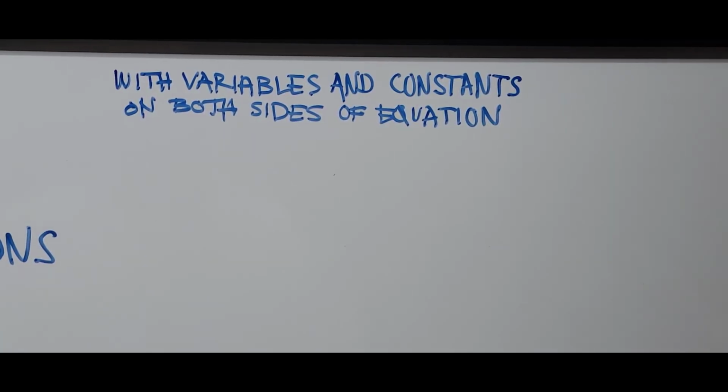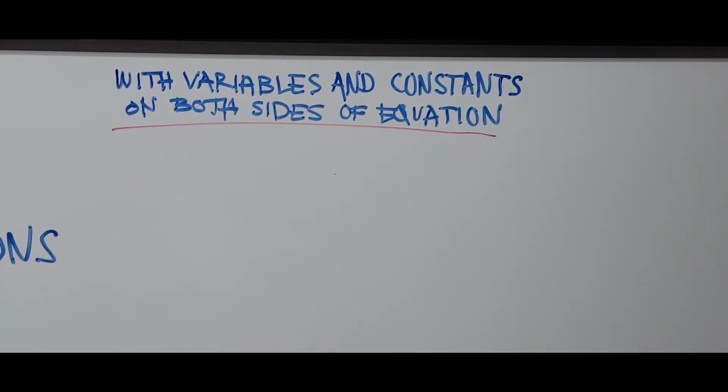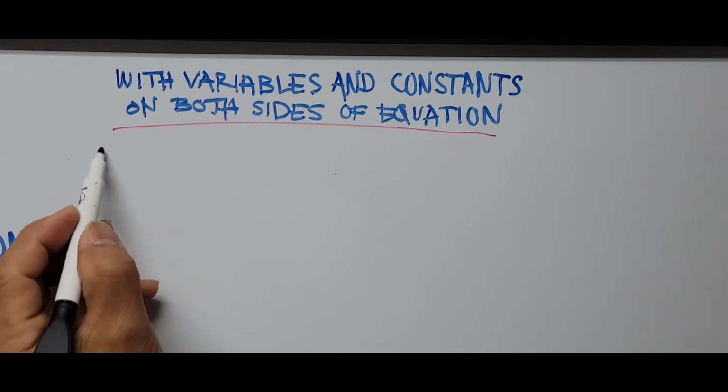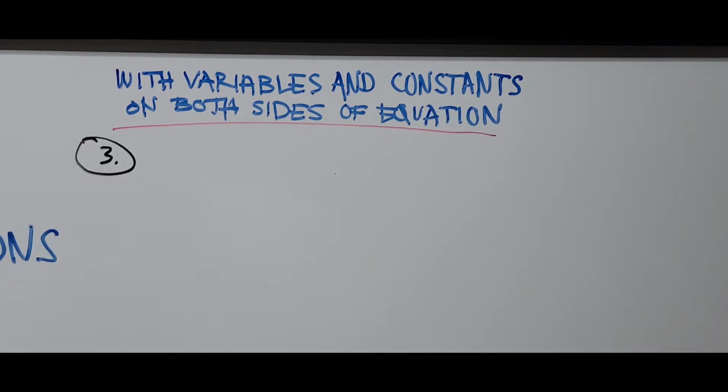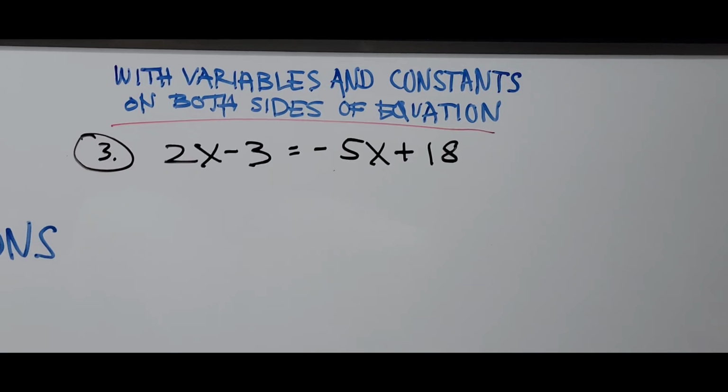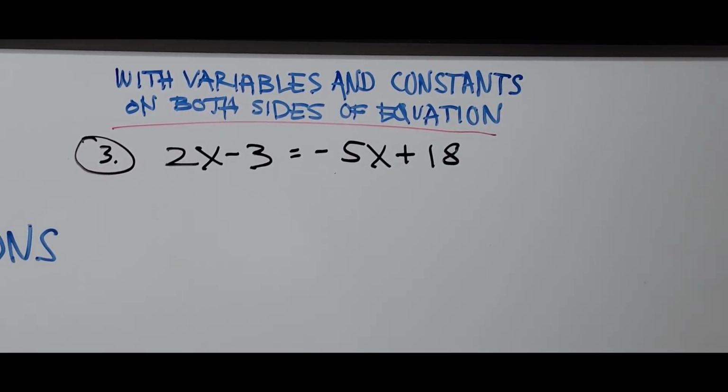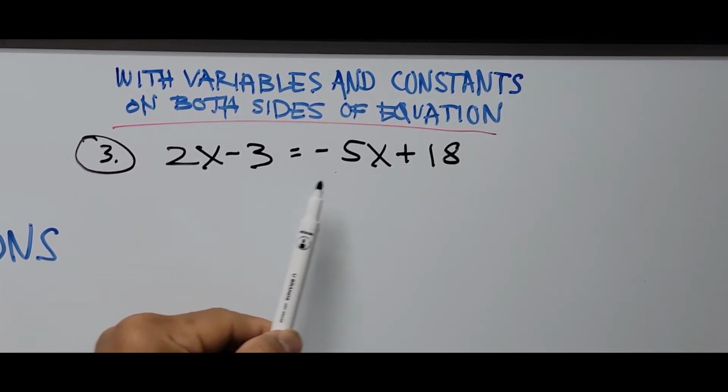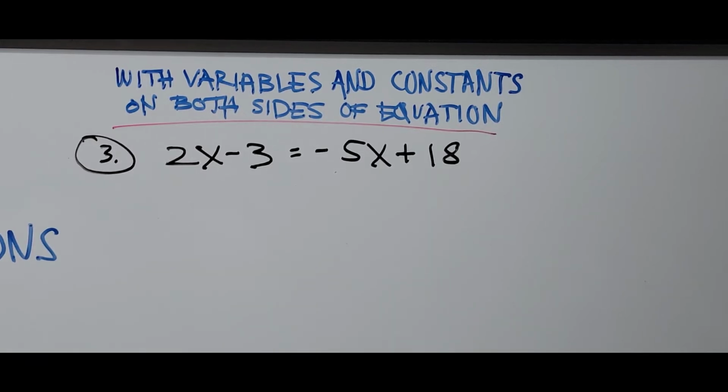Now we move on to our lesson. We're now on the part where we deal with equations with variables and constants on both sides of the equation. So we go on. We have example 3 over here: 2x minus 3 equals negative 5x plus 18.